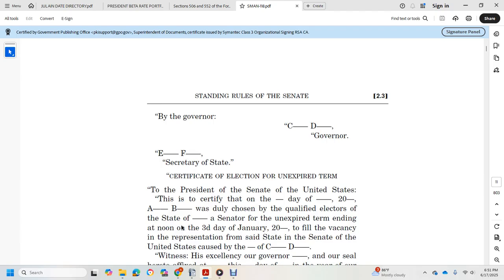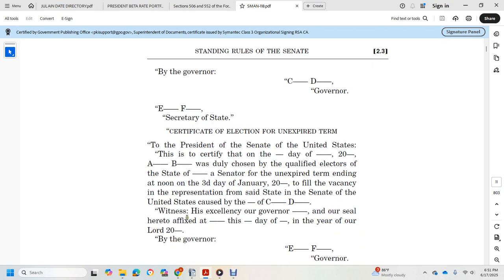Certificate of election for an unexpired term: To the President and Senate of the United States, this is to certify that on the blank day of blank, 20 blank, A and B was duly chosen by the qualified electors of the State of blank a senator for the unexpired term ending at noon on the third day of January, blank, to fill the vacancy in the representation of said state in the Senate of the United States caused by C and D.